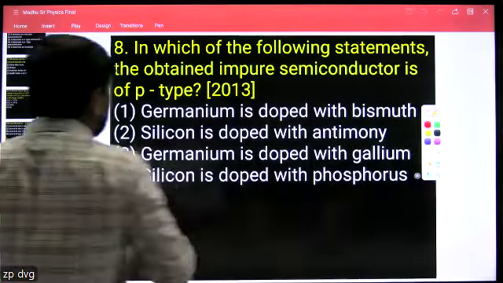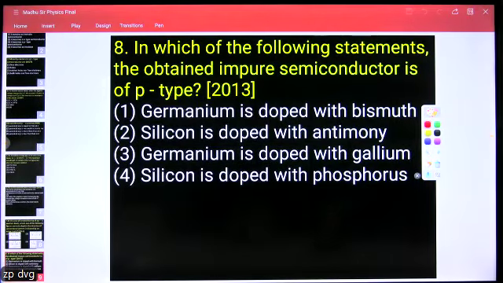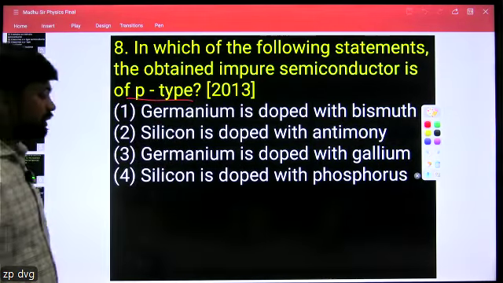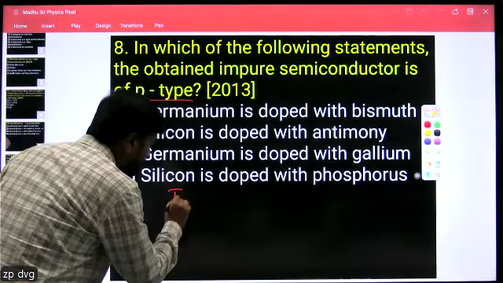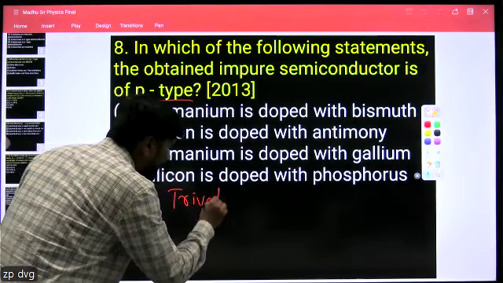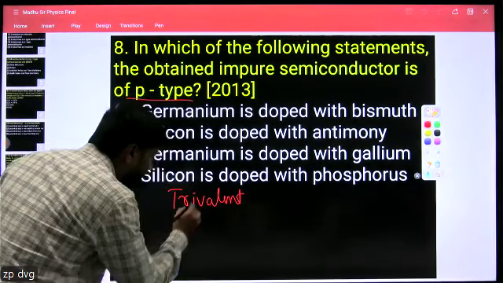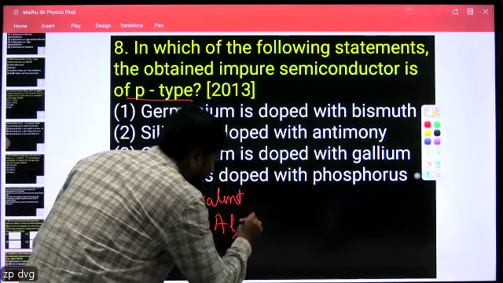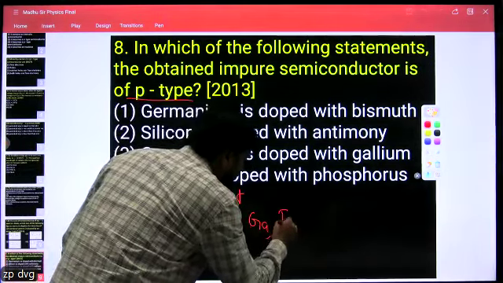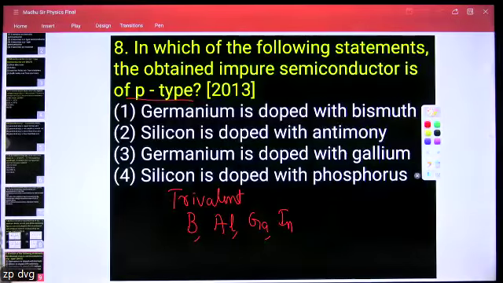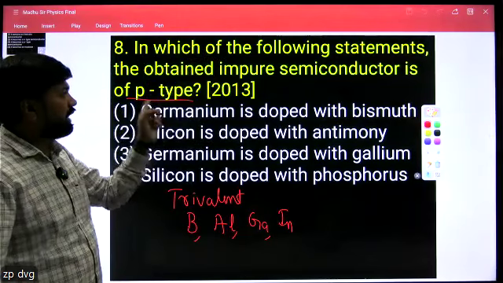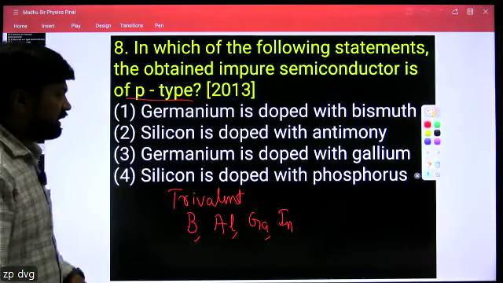In which of the following statements the obtained impure semiconductor is of p type? p type ಬೇಕು ಅಂತಂದ್ರೆ ಕಂಪಲ್ಸರಿ ವಿ ಕ್ಯಾನ್ ಡೋಪ್ಡ್ ವಿತ್ ಯಾವ ಇಂಪ್ಯೂರಿಟಿ? ಟ್ರೈವಲೆಂಟ್ ಇಂಪ್ಯೂರಿಟಿ. ಟ್ರೈವಲೆಂಟ್ ಇಂಪ್ಯೂರಿಟಿ ಎಕ್ಸಾಂಪಲ್ ಆಗಿ ಬೋರಾನ್, ಅಲ್ಯೂಮಿನಿಯಂ, ಗ್ಯಾಲಿಯಂ ಆರ್ ಇಂಡಿಯಂ. Any one of the trivalent impurity is added to the intrinsic semiconductor, we are going to get extrinsic p-type semiconductor.